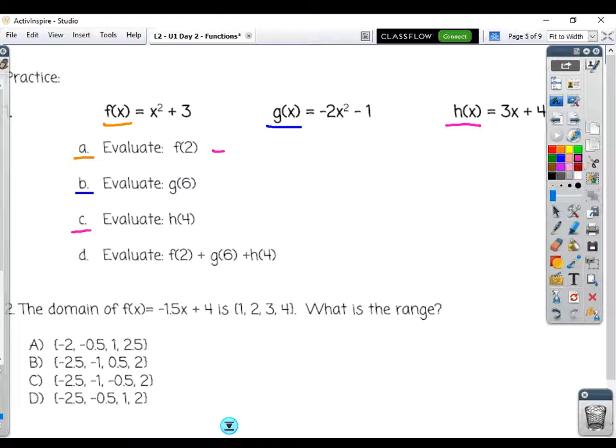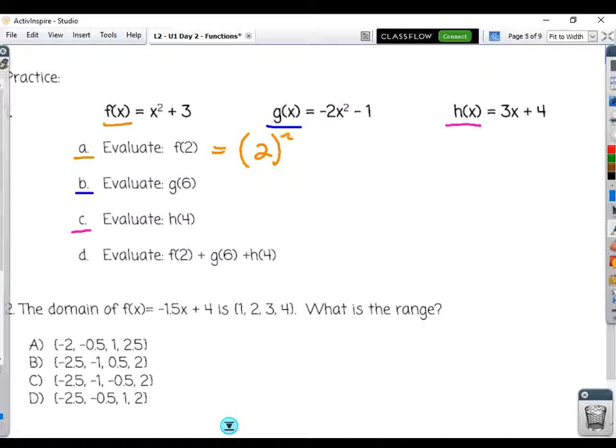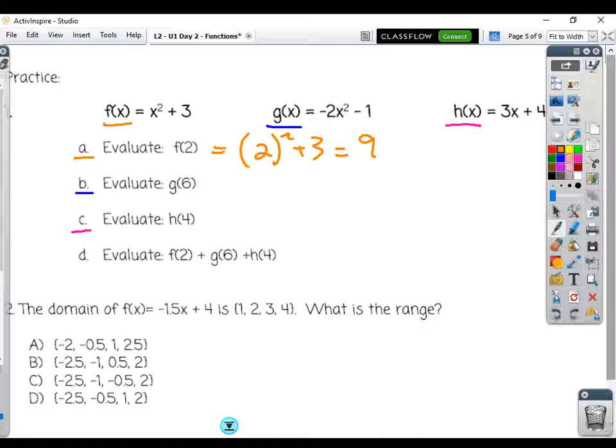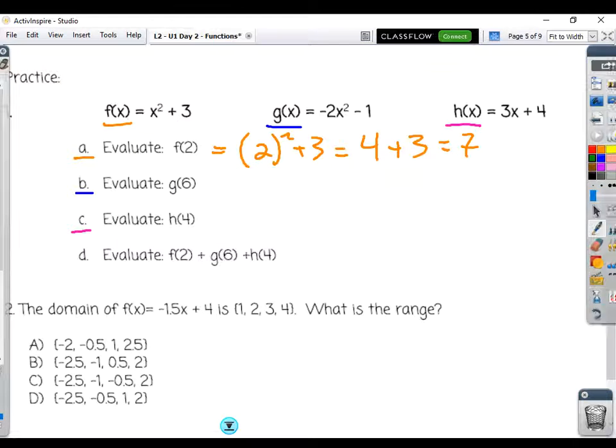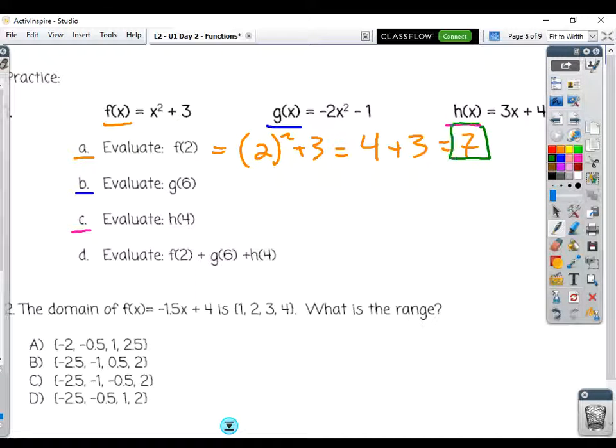All right. So you should have been able to simplify here. And when you did that, you were plugging in 2. So you should have had 2 squared plus 3. Oh, excuse me, not 9. That gives you 4 plus 3, which is 7. Okay, so we have 4 plus 3 equals 7. So there we go. There's our final one there.